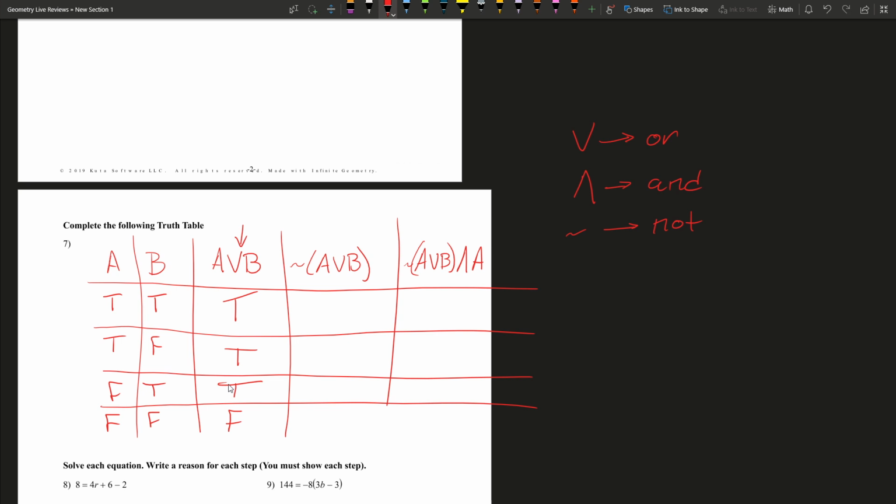The third column, or the fourth column, we're just reversing this column. So because A or B is true, this is false. Again, because A or B is true, this is false, false. And in this last row, because A or B is false, this is true.